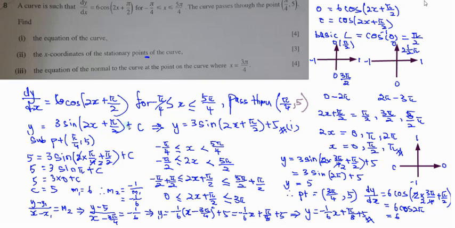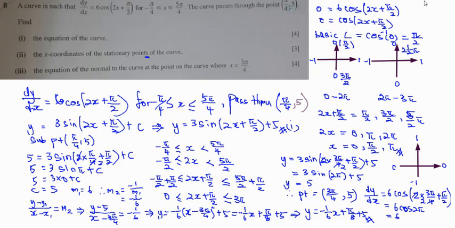Okay, but remember when you integrate, you always add a constant. Why? Because if you differentiate, this constant disappears. So when you want to go in the reverse direction, this constant cannot be found immediately. You have to use some given information in order to find C. So this step from here onward is what I do to find the value of C.